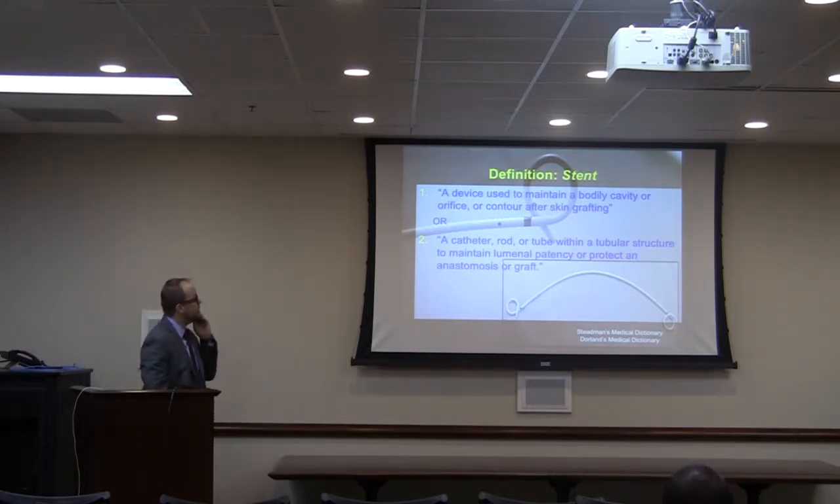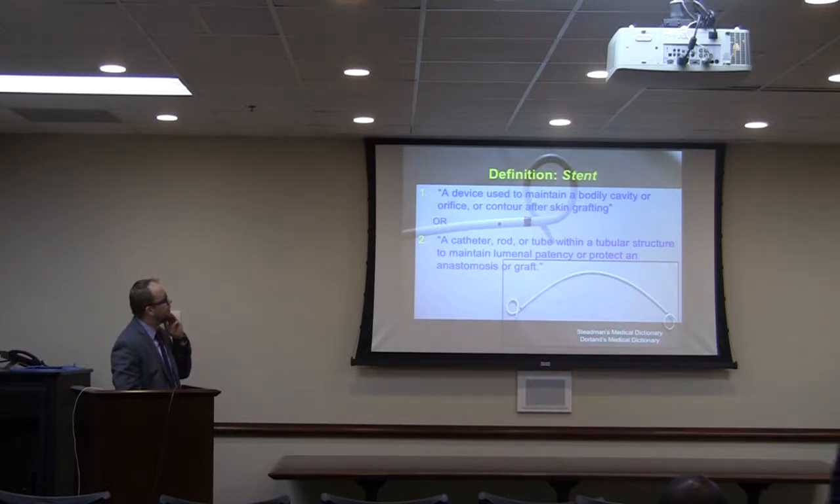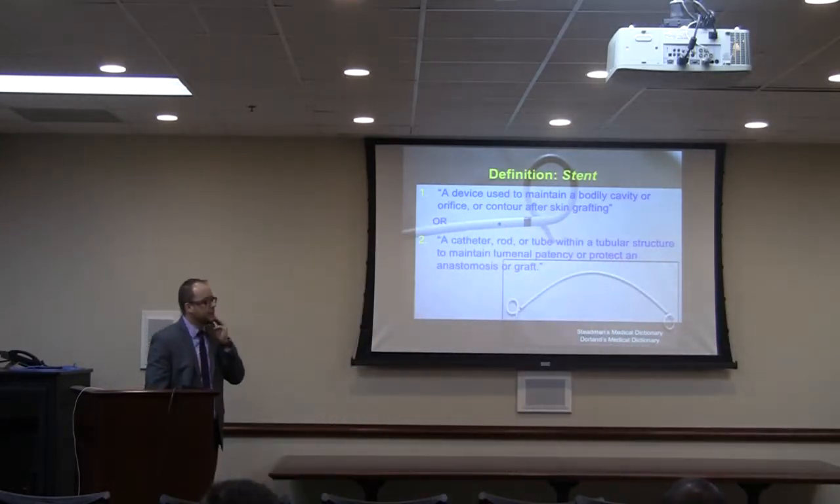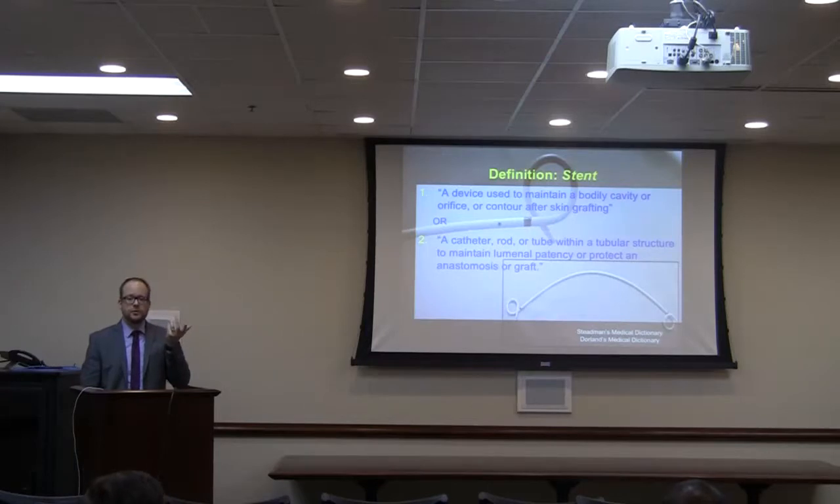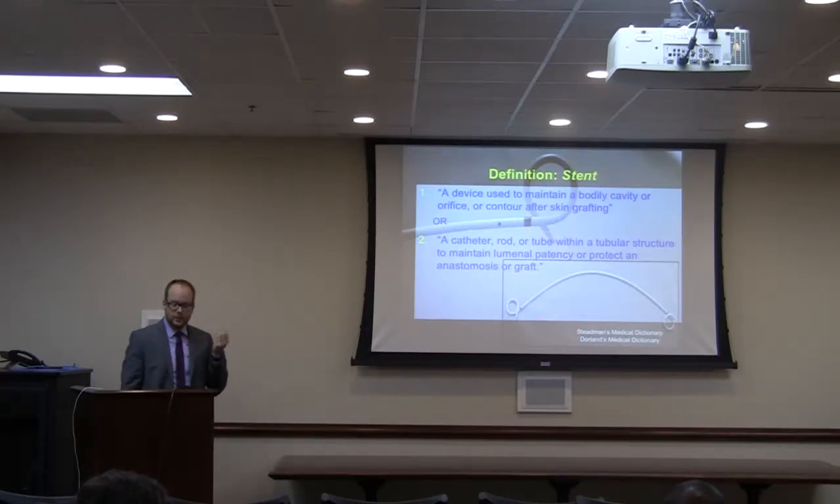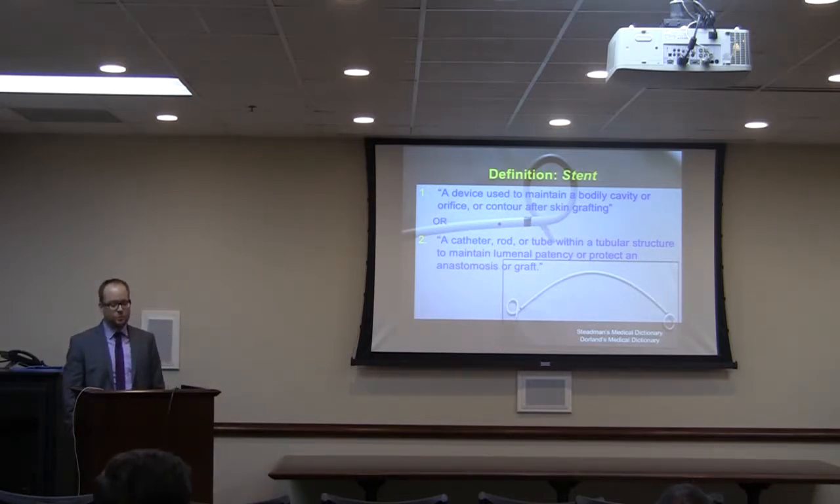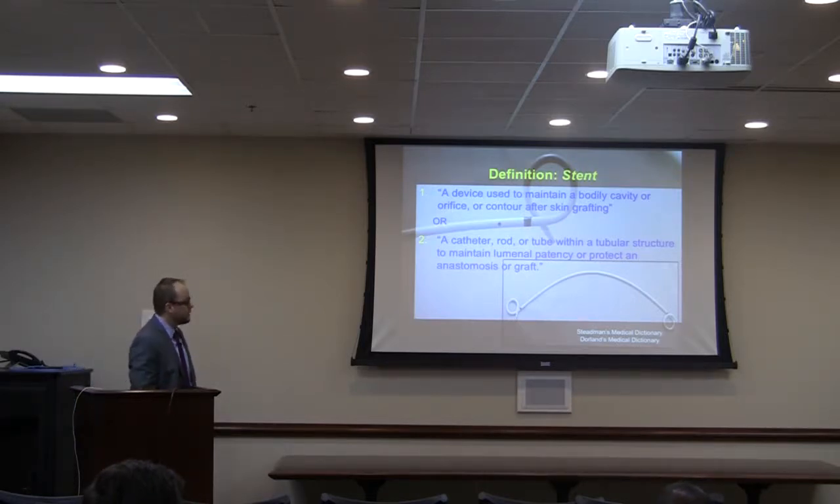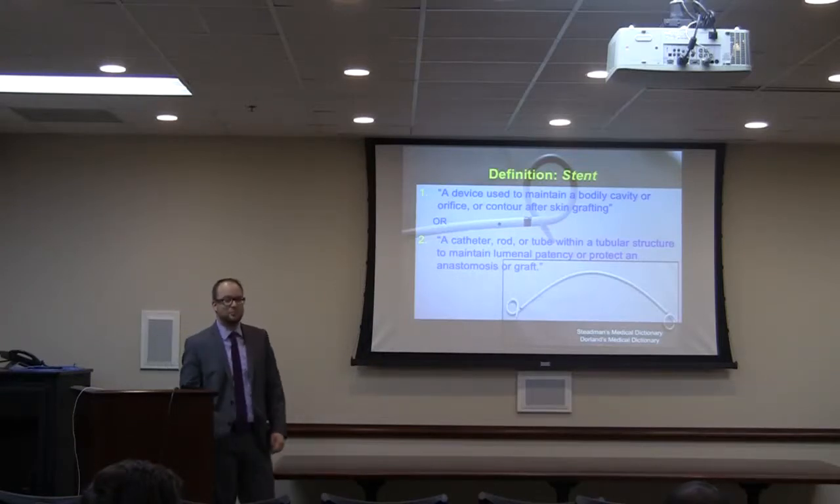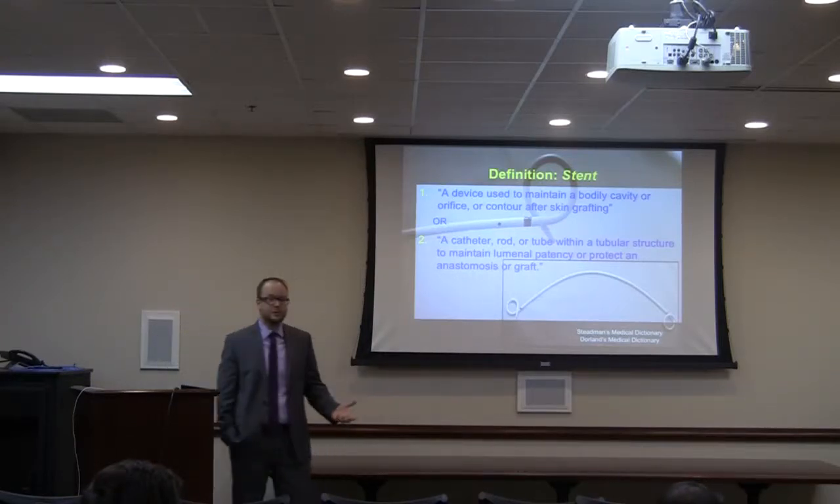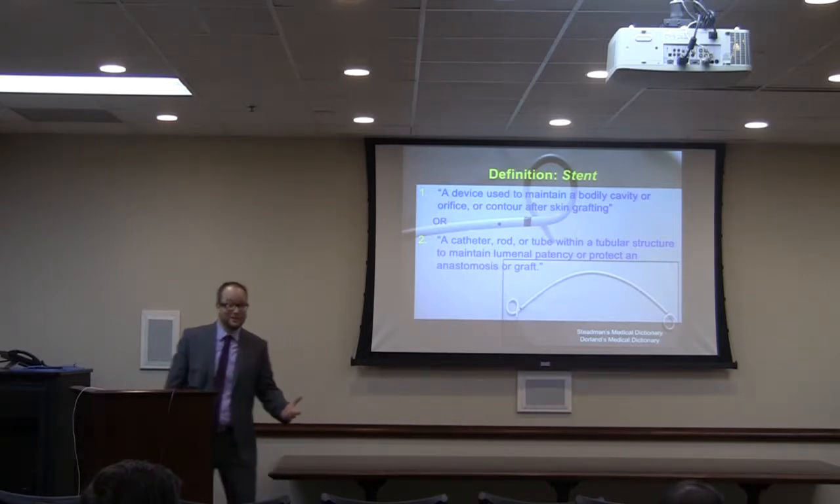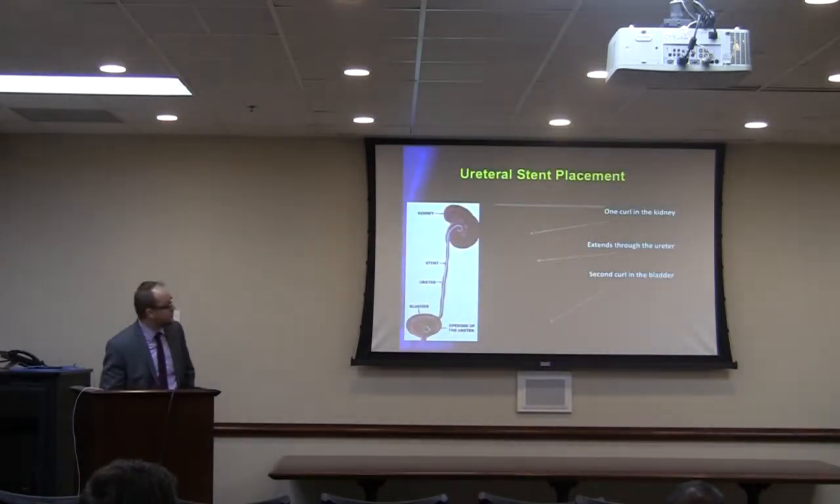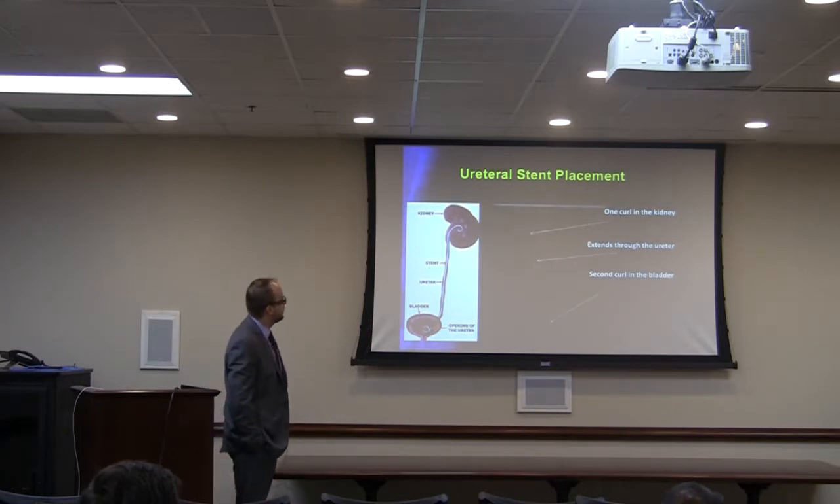It's a device used to maintain a bodily cavity or orifice or contour after skin grafting. That's one way. An example of that would be, for instance, a vascular stent as well. And then the other is more like a ureteral stent, which is a catheter, rod, or tube within a tubular structure to maintain luminal patency or protect an anastomosis or graft. Now, I realize that is a lot of medical talk, but basically all it means is it's a tube in a tube, essentially. Okay. So this is basically what a ureteral stent looks like when it's placed.